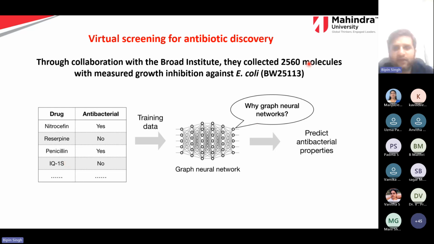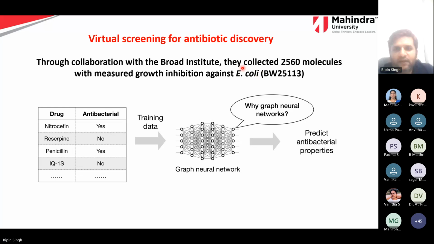They took data from about 2560 molecules which were showing certain antibiotic-like properties, and they selected a very simple bacterium, E. coli. They had some data related to these 2560 molecules, and they tried to learn what kind of features these molecules possess so that they are able to inhibit the growth of E.